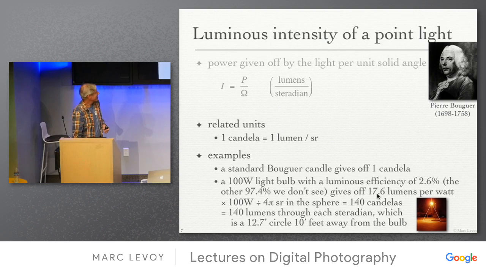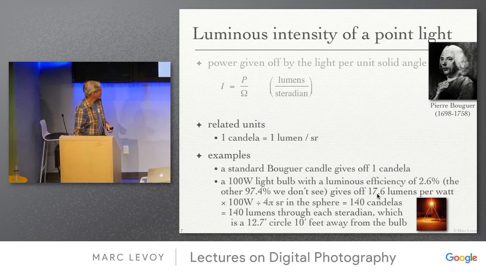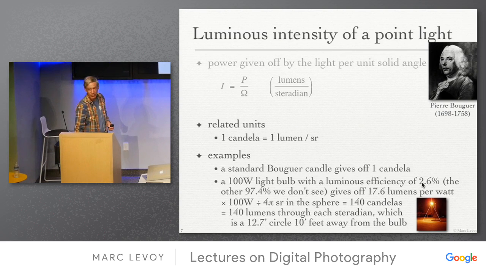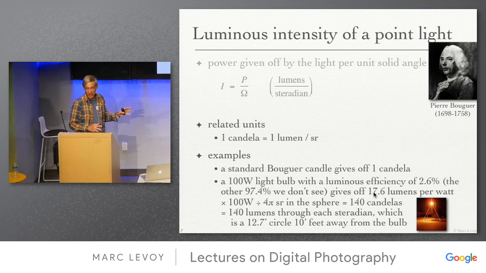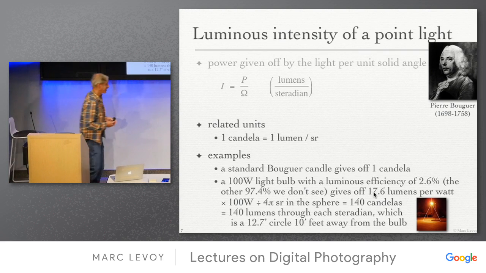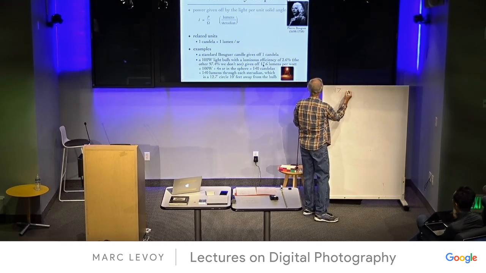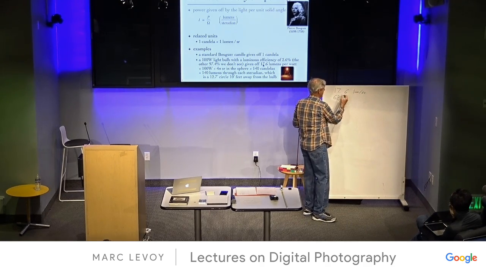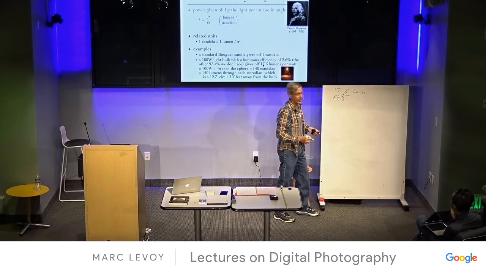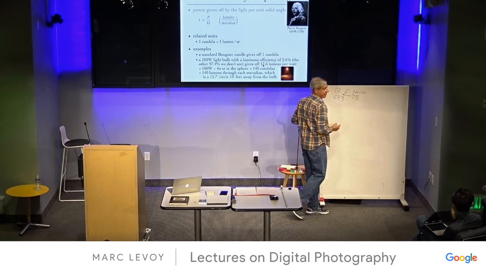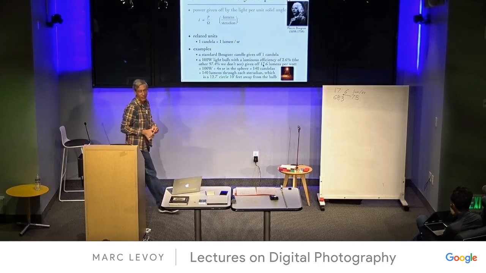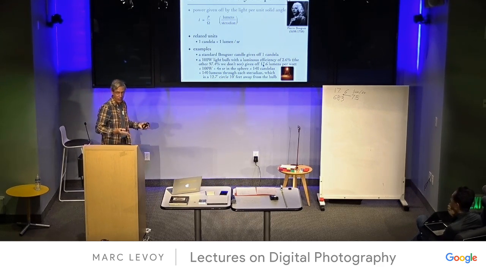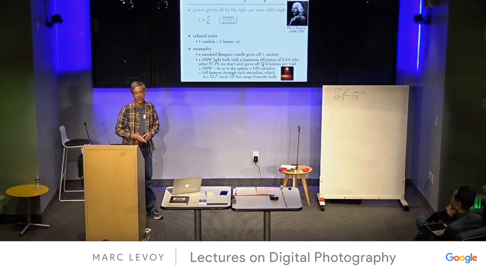So that efficiency is kind of interesting, 17 lumens per watt. If you just divide through by 0.026, if it were 100% efficient, it'd be 683 lumens per watt. The compact fluorescent bulb is kind of in the middle, and it's usually about 75. So you can see what the relative efficiency of compact fluorescent is. It's not nearly 100% efficient, but it's a whole lot better than an incandescent light bulb.